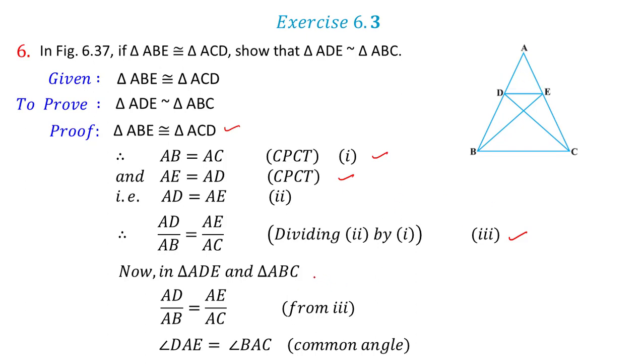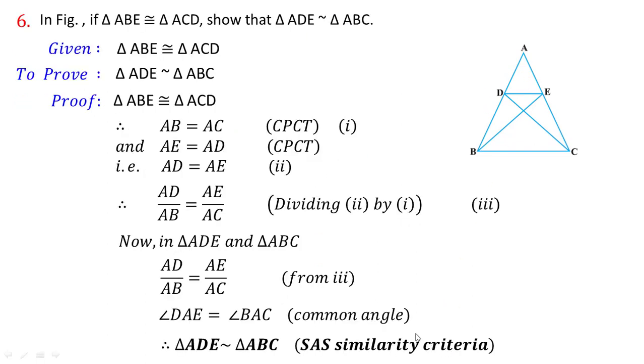So now if I take these two triangles, then the corresponding sides are in ratio. AD upon AB is equal to AE upon AC, and angle A is common in both the triangles. So by side angle side criteria, you will say that the triangles are similar.